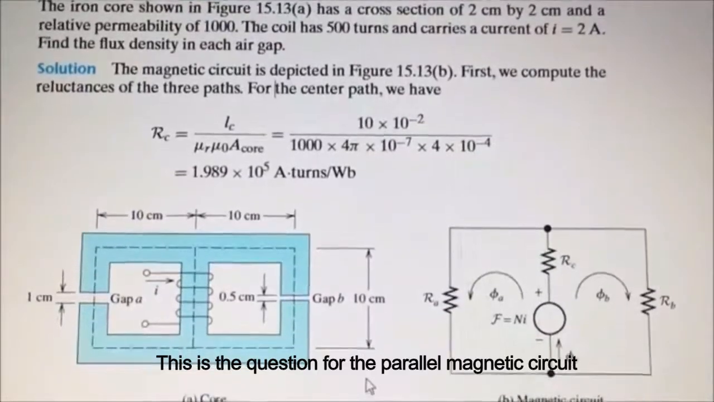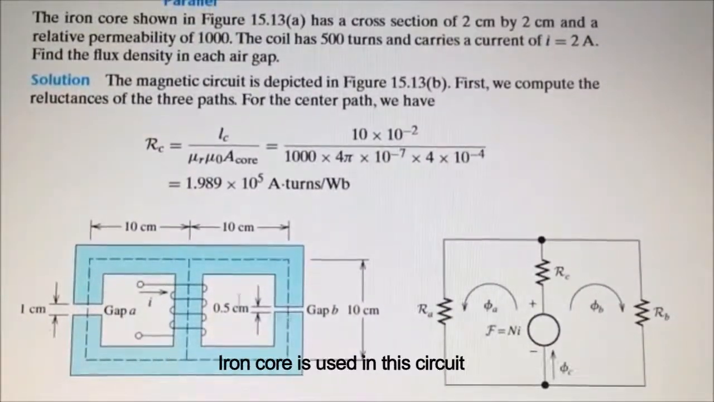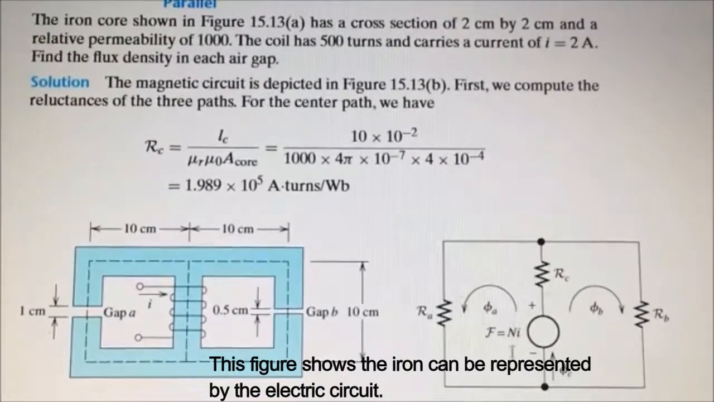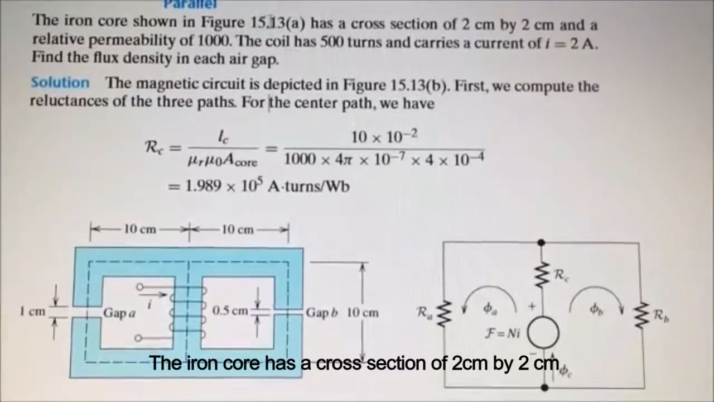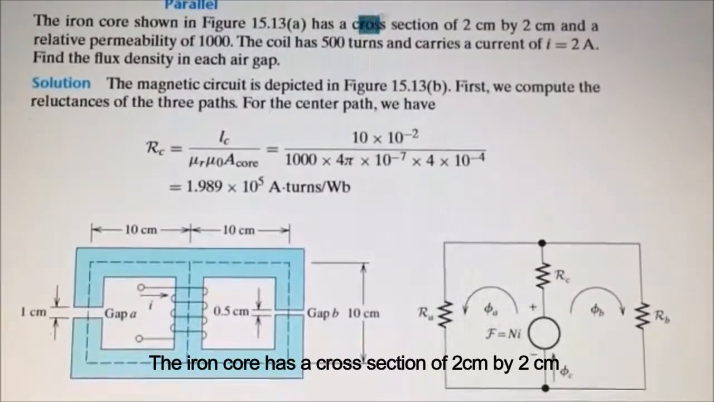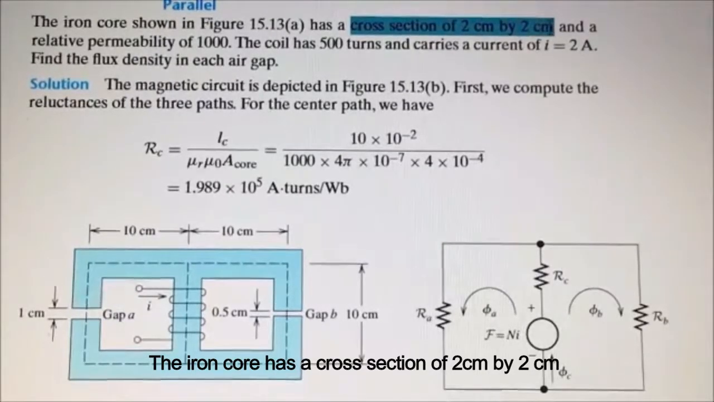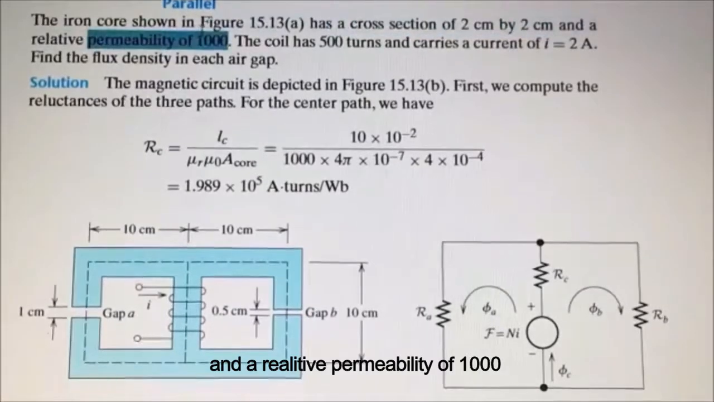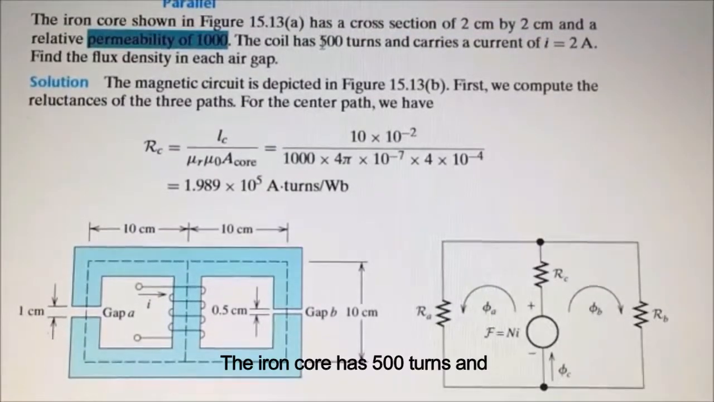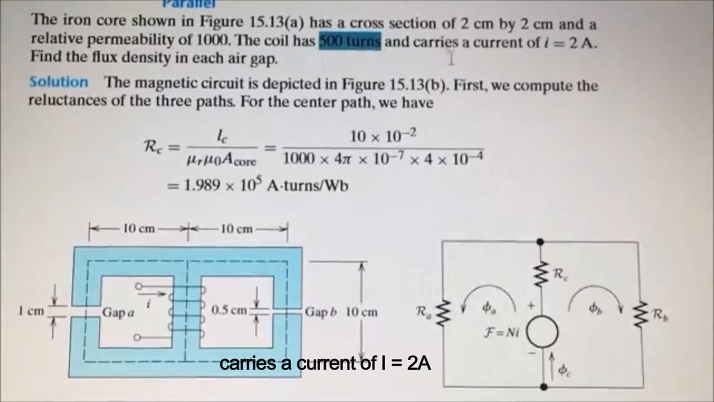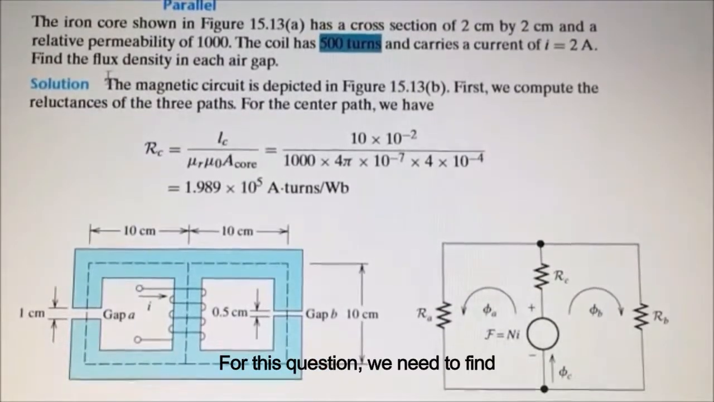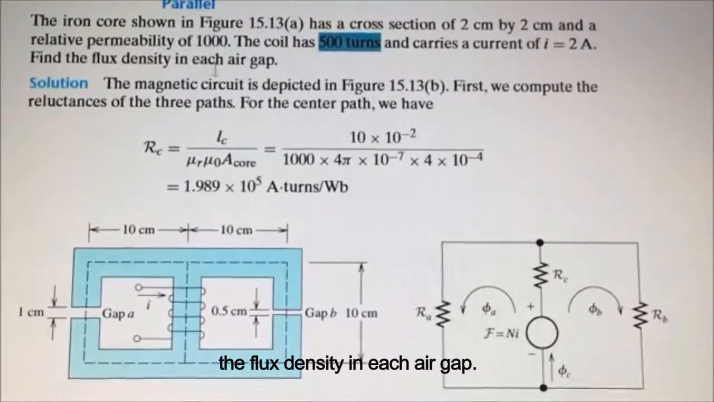This is the equation for the parallel magnetic circuit. An iron core is used in this circuit. This figure shows the iron core can be represented by the magnetic circuit. The iron core has a cross-section of 2 cm by 2 cm and a relative permeability of 1000. The iron core has 500 turns and carries a current of I equal to 2 ampere. For this question, we need to find the flux density in each air gap.